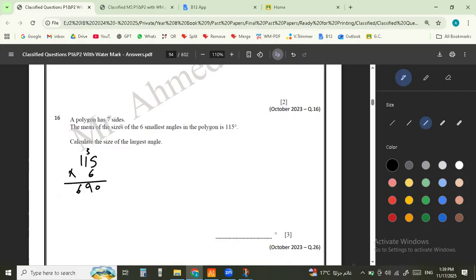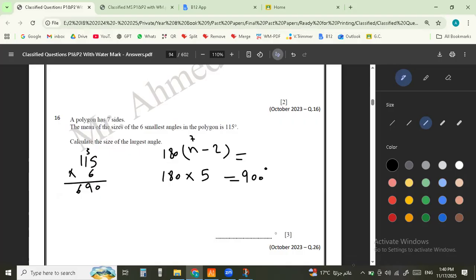But mister, it is a heptagon, 7 sides. What's the size of the other one? Well, I need to know the sum of the interior angles of the heptagon. So (n minus 2) multiplied by 180 equals 180 times (7 minus 2), which is 5. N is 7, minus 2 is 5. You're going to find that it is exactly 900 degrees. 180 times 5 is 900 degrees.